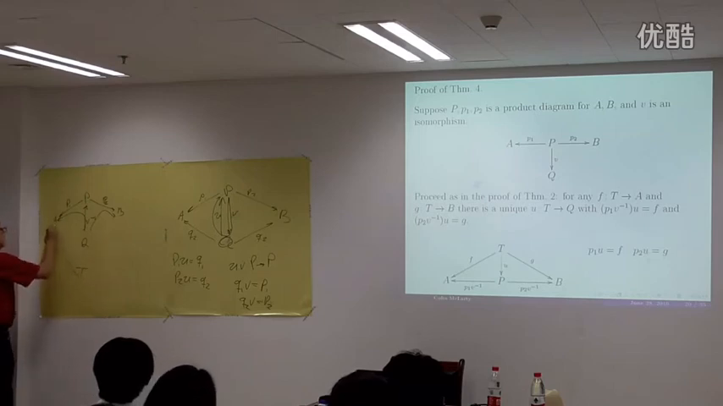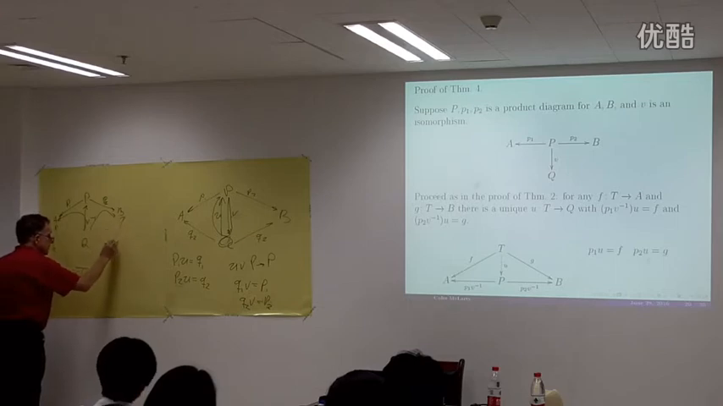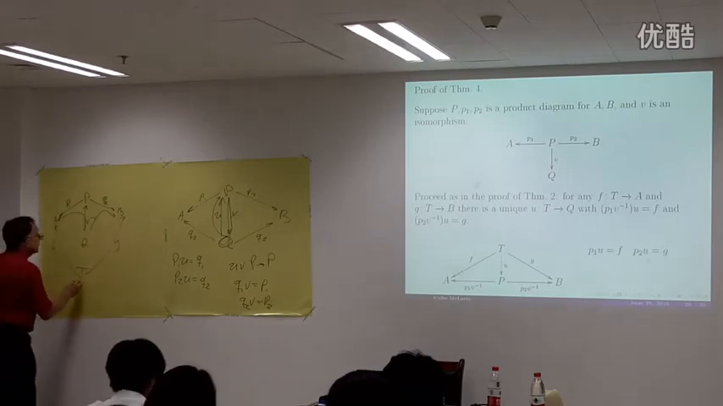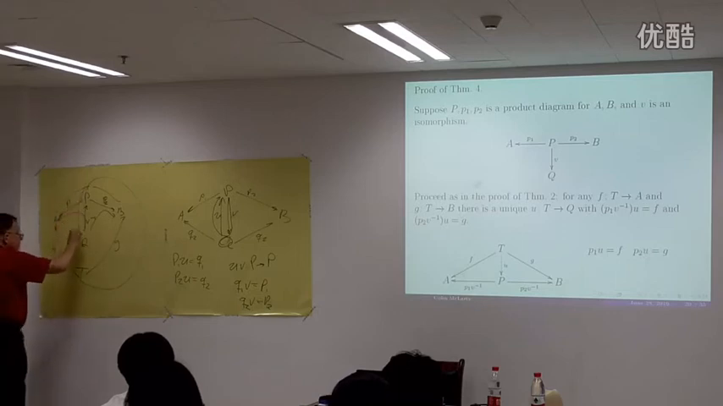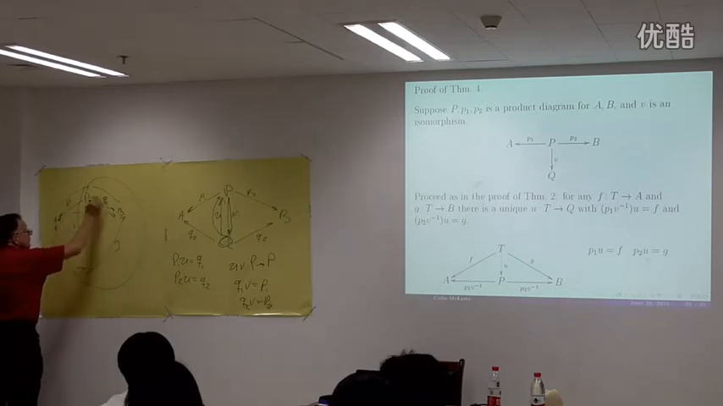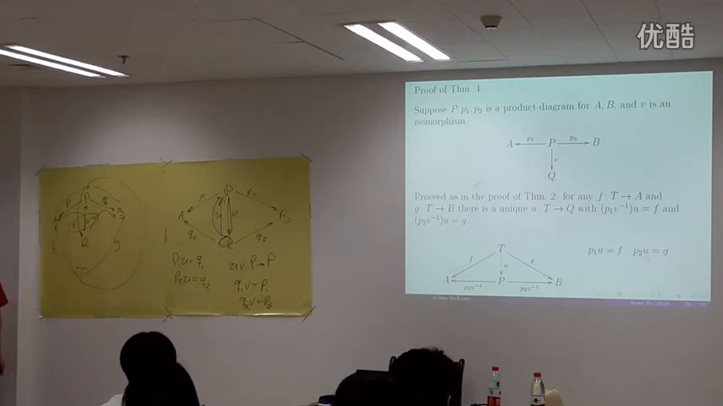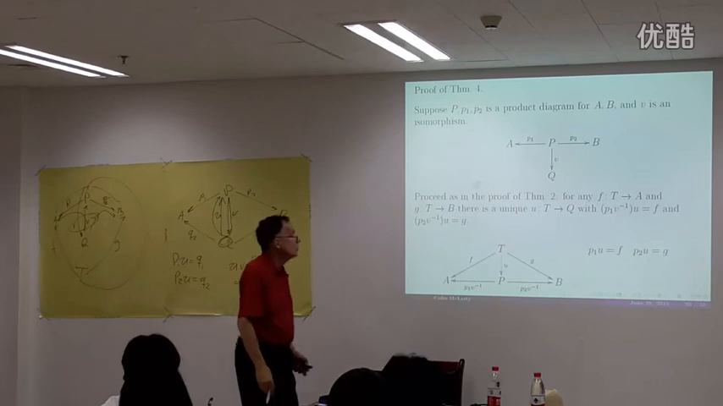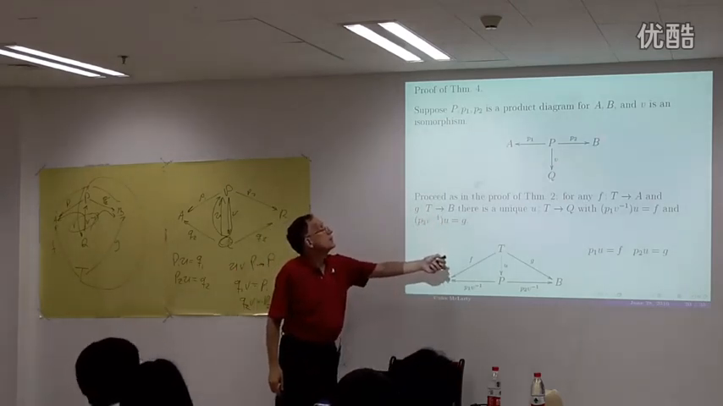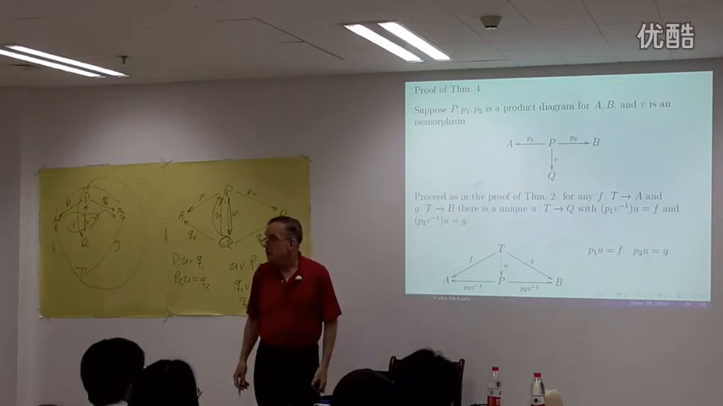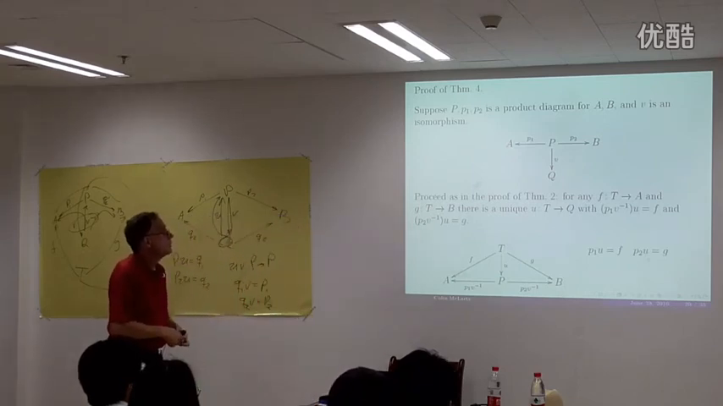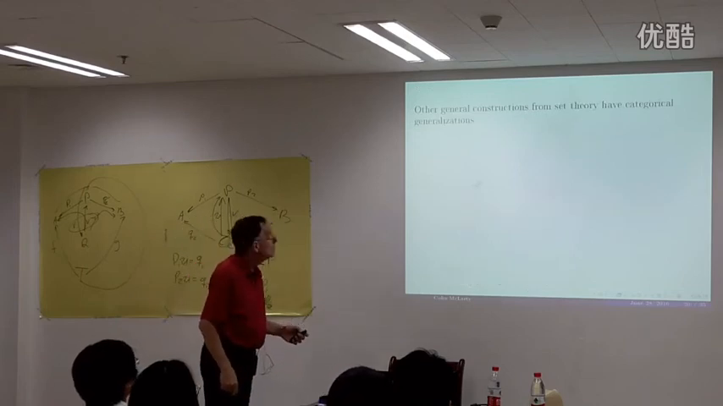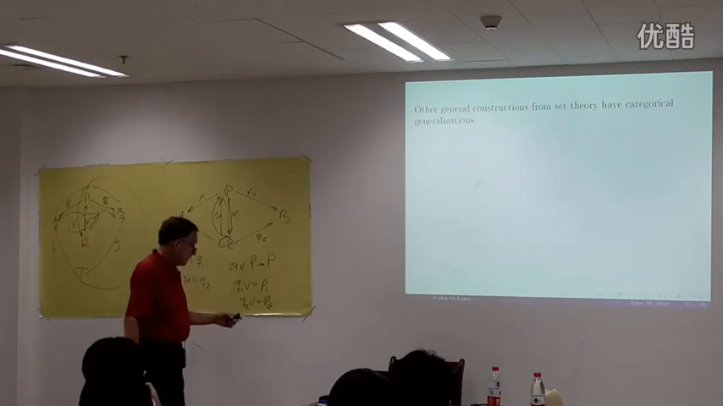Take any T with arrows F and G to A and B. Well, we know it has a unique arrow to P that projects the way it should. That arrow composed with V is an arrow to Q, but that arrow composed with these, those two cancel out, they give us back the two projections. So just by the same reason as we used in Theorem 2, this data gives you arrows from Q to A and B that make that a product. So products are defined up to isomorphism.